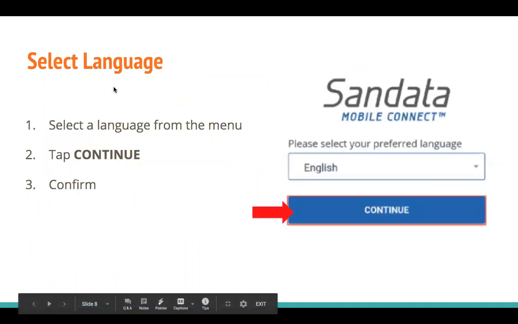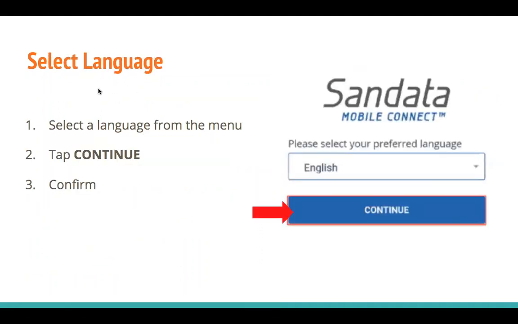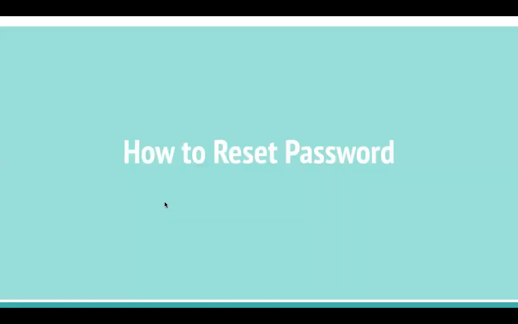Now you must select the language. If you speak English, Spanish, or whatever you speak, you can change it in here. Select the language from the drop menu, tap on Continue and Confirm. That would be how to start your initial login.